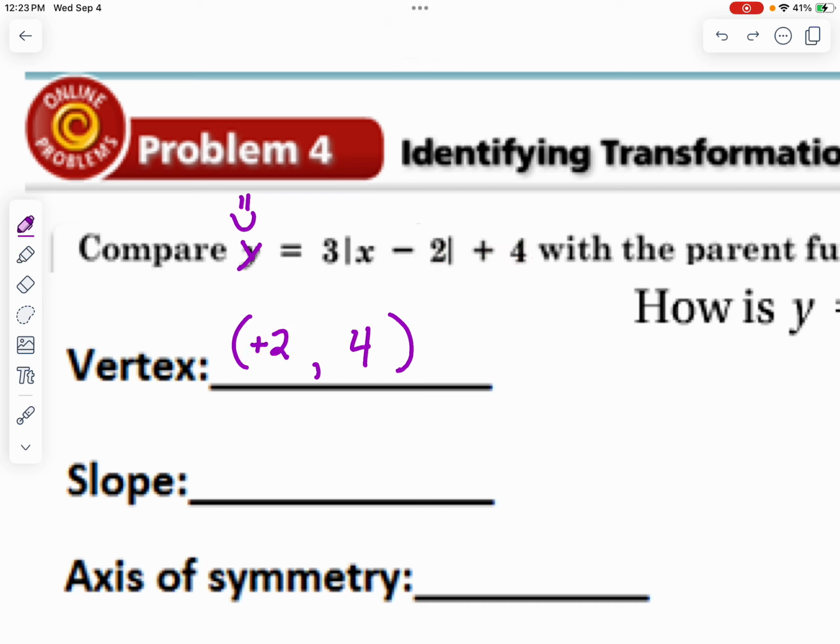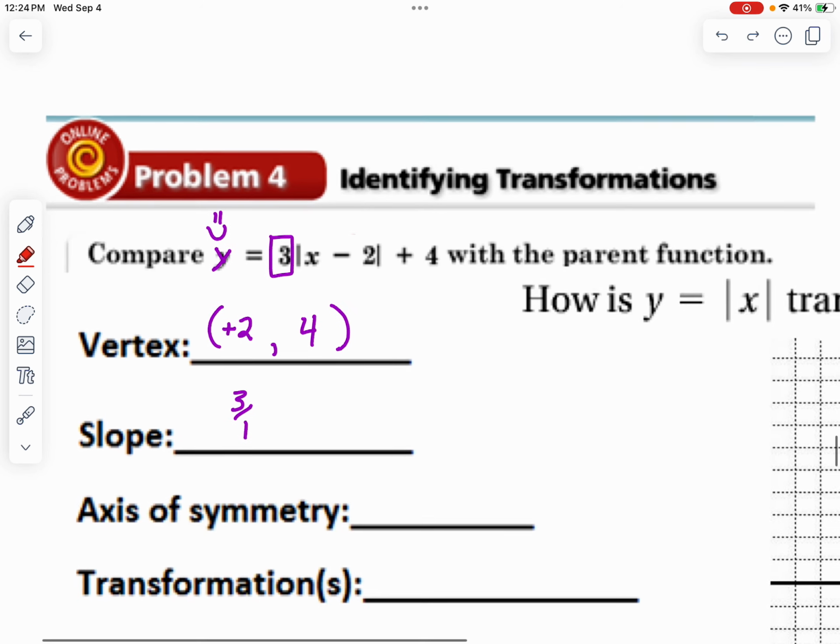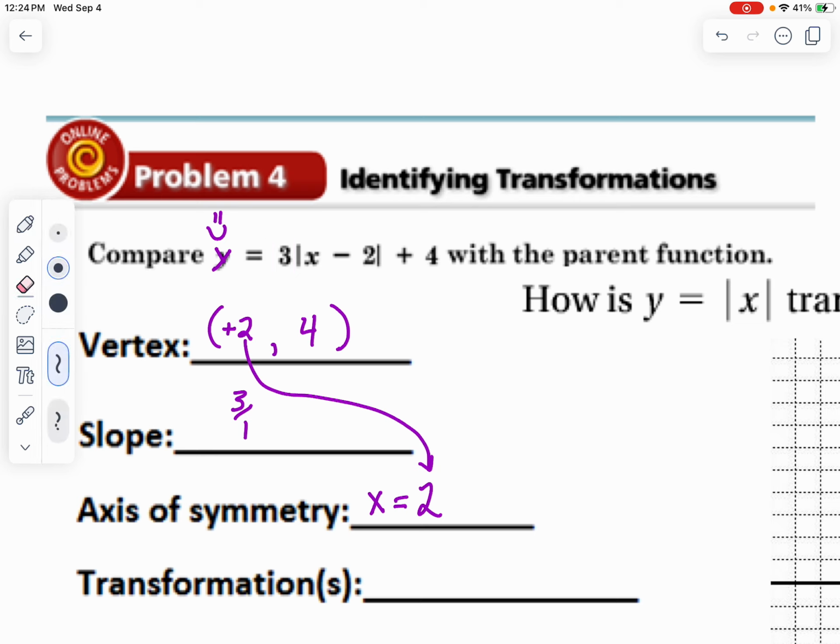Okay, next thing. The slope is the number in the front of the absolute value. In this case, it would be 3/1. So the number in the front, making it a fraction. The axis of symmetry will always be x equals the x value of the vertex. And we can do the transformations now, and then we'll see them visually, okay? So we need to assume that the parent function, oh, there it is right there. We're going to label that as the parent function.